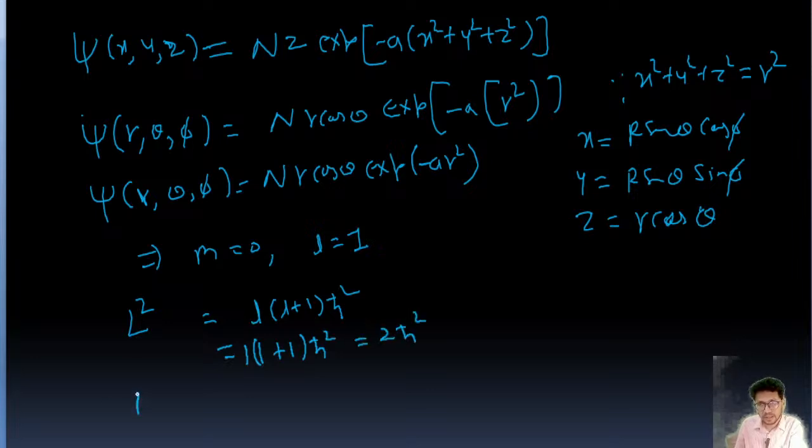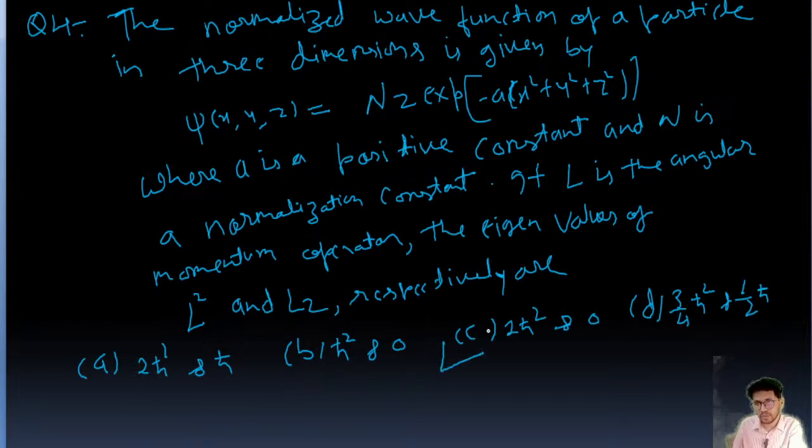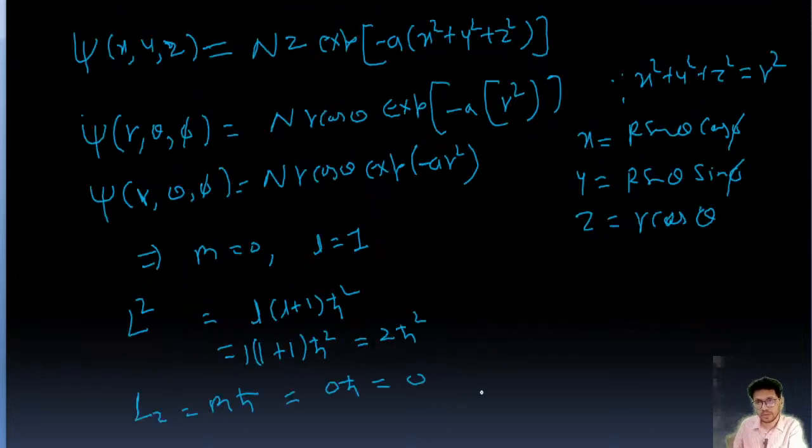Similarly, the Lz value is m h cut, and the value of m is 0, so 0 into h cut, that is 0. So the eigenvalues of L square and Lz, which option is matching? Option C is matching, guys. Option C: 2 h cut square and 0. So these are the answer.